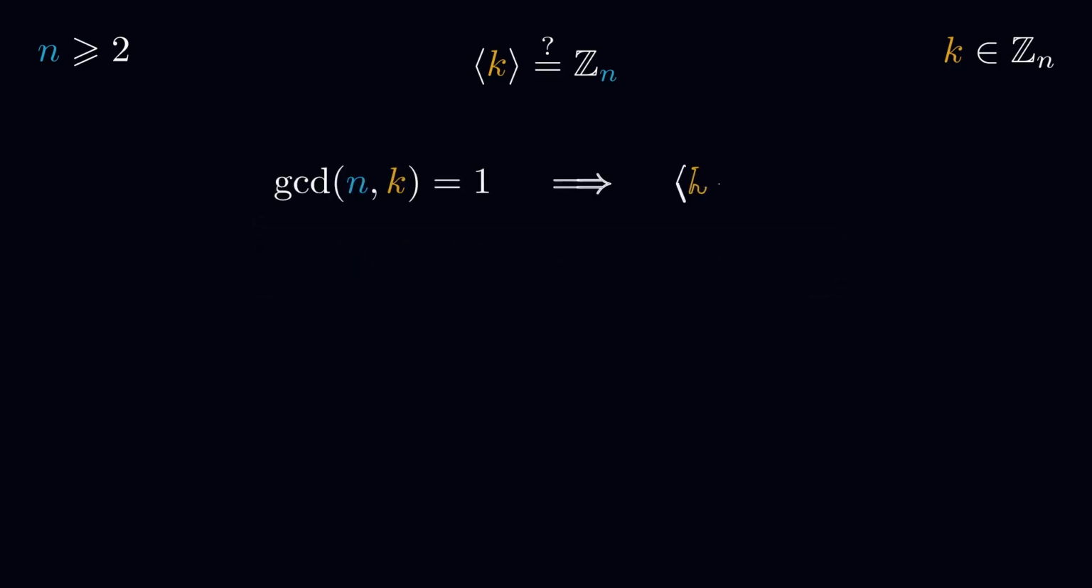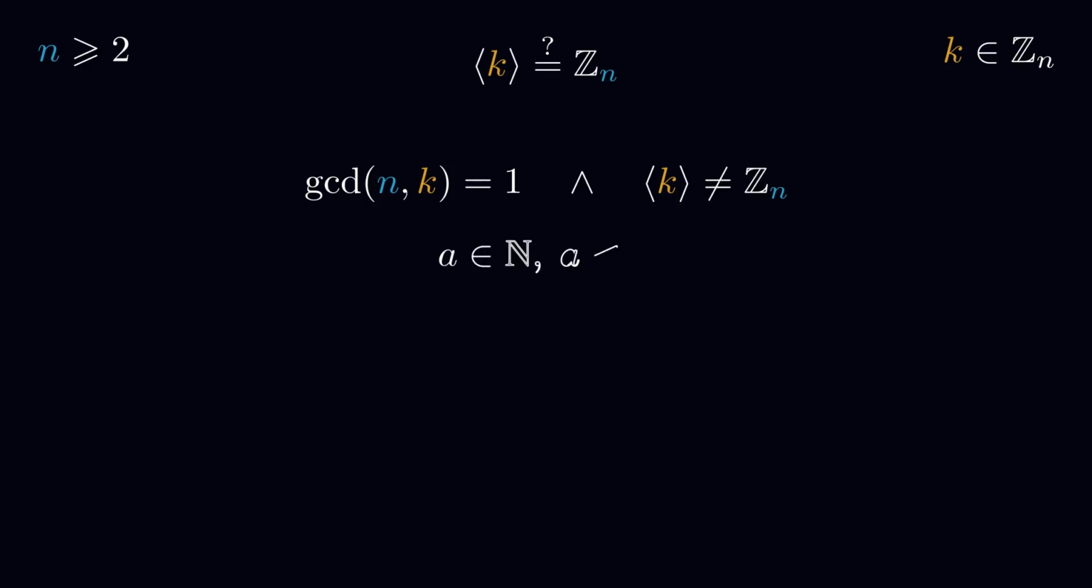We would like to have a similar implication with a minor change. If greatest common divisor of n and k is 1, then k generates Zn. Let's use proof by contradiction. So now the implication changes to GCD of n and k is 1, and k does not generate Zn. If so, then there exists natural number a smaller than n, such that k to a is 0. That is, ak equals nl for some l.